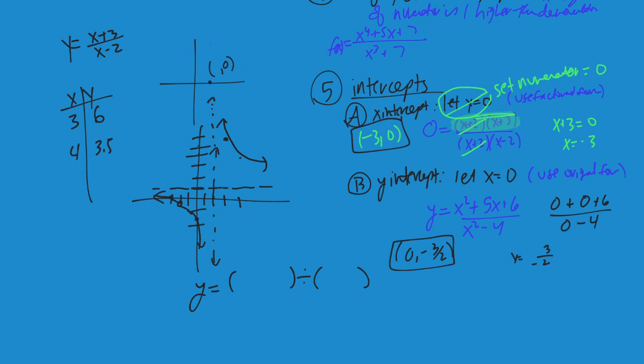So this is day one, and in class we did one more question of practice, but on day two we are going to be doing some more practice and talking about the slanted asymptote or the oblique asymptote.